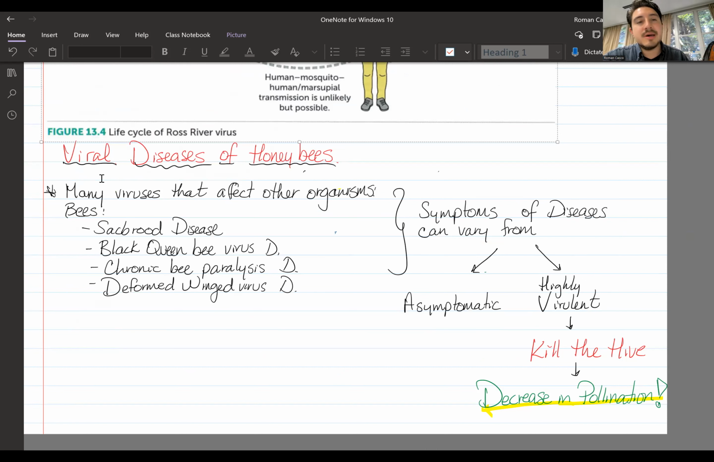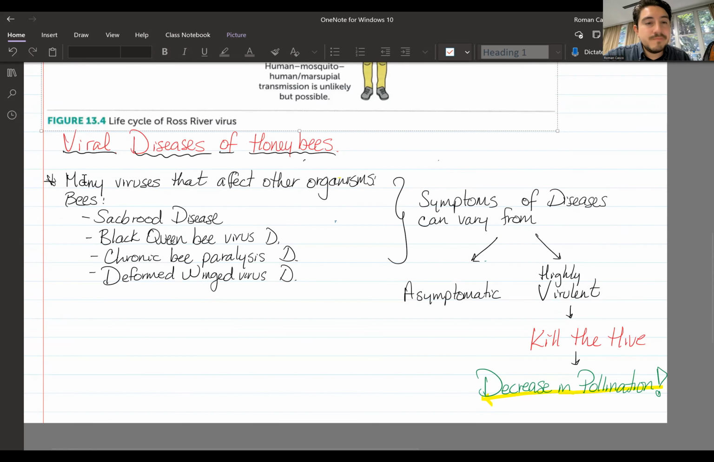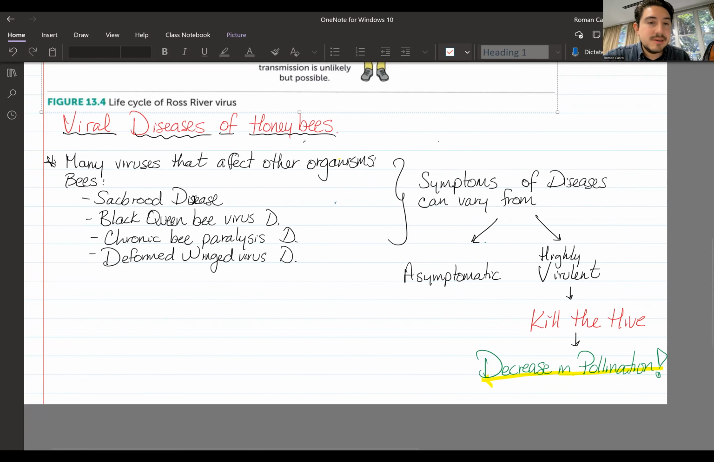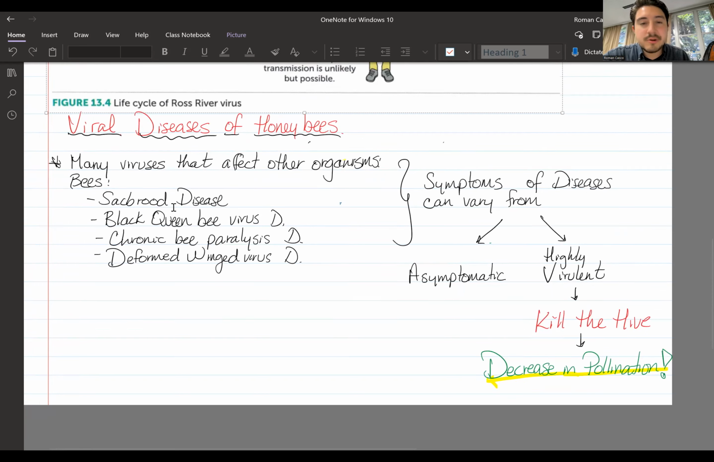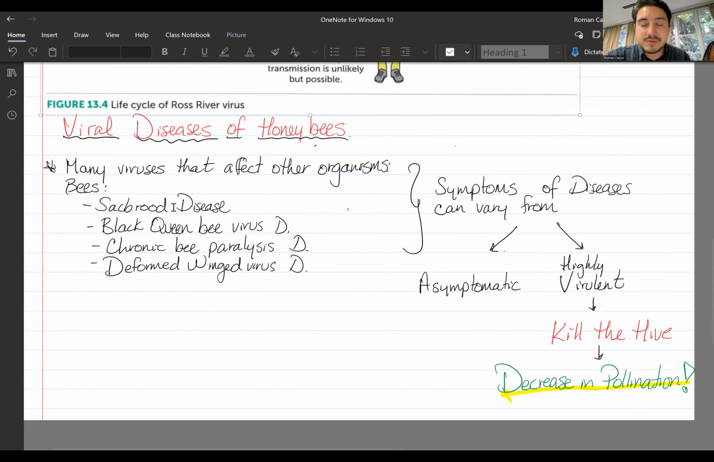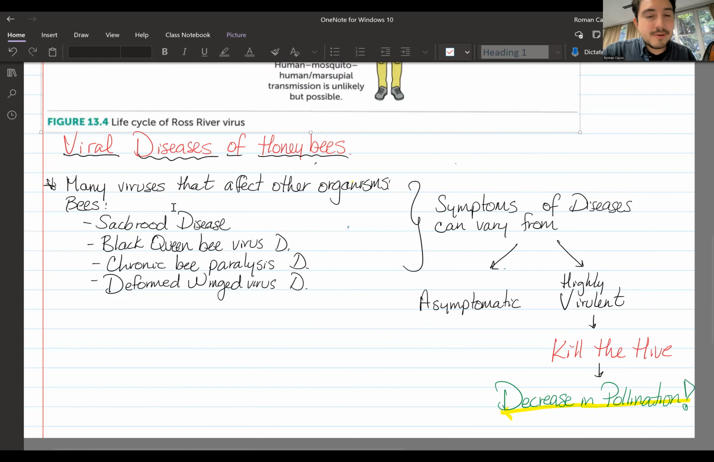also affecting humans. Again, these are common ones that can occur in Australia. You do have some common ones with other organisms, in this case, honeybees, right? So many viruses can affect other organisms, and in this case, you have bees, and bees, of course, incredibly important because they serve as a pollinator, right?